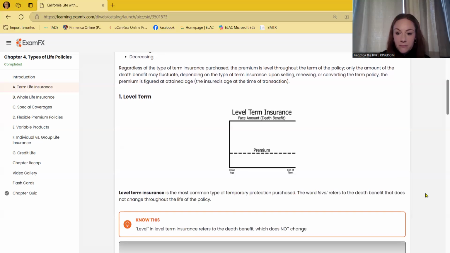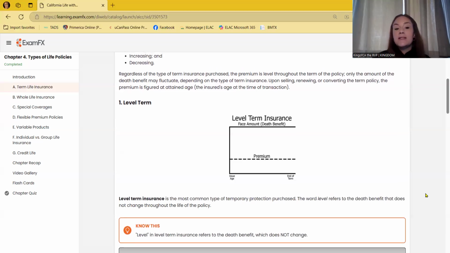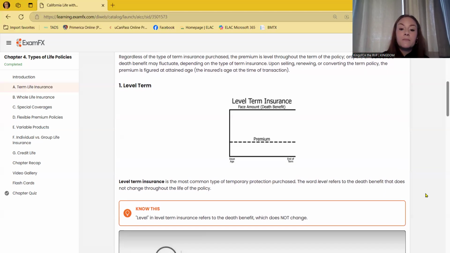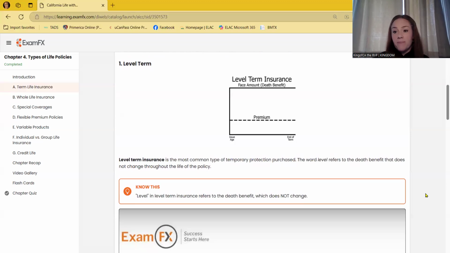All right. Like I said, regardless of the type of term insurance purchase, premium for term policies is level, meaning we are always going to pay the same premium, nothing more, nothing less. Even though the death benefit might be going up or down, the premium is still the same. Okay. So number one is level term. This is what we work with here.